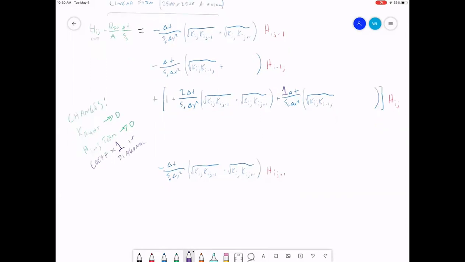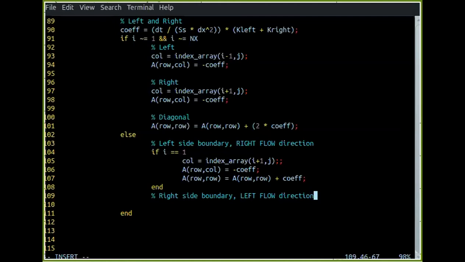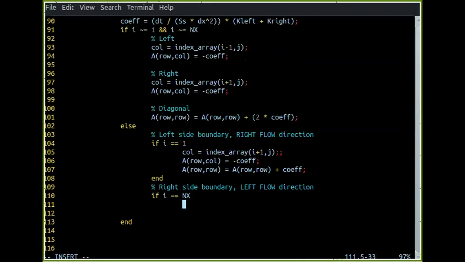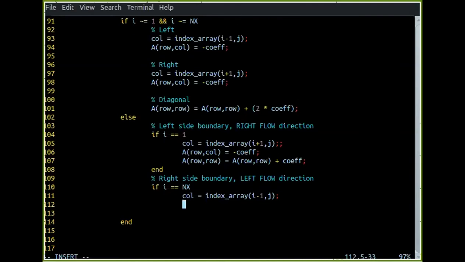In our code here, since we don't have a right flow direction in our right side term, all we have to deal with is the left flow direction. So now we're on the right side boundary. If I is equal to nx, we find our column for a left direction flow. That's our index array, and we look for left direction, so that's I minus 1, j. Then we can start placing our coefficients. The rest of this will look the same.